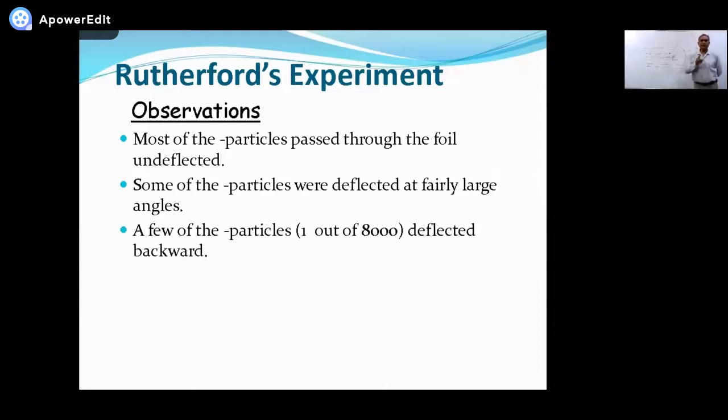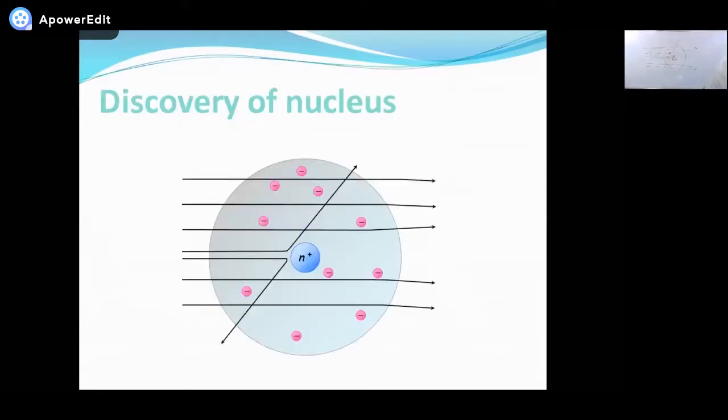Observation: most of the alpha particles passed through the foil undeflected. First observation. Second, some of the particles were deflected at a fairly large angle. Out of 8,000, one deflected. A few of them bounced back, and like this, as you can see, most of the alpha particles passed through, a few bent, and very few bounced back.